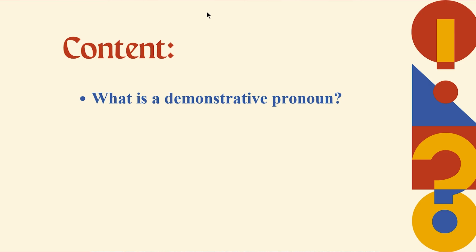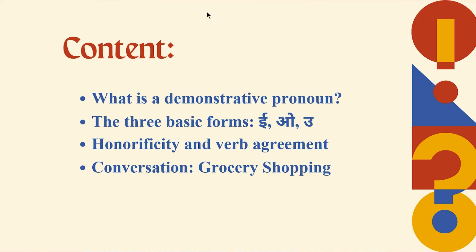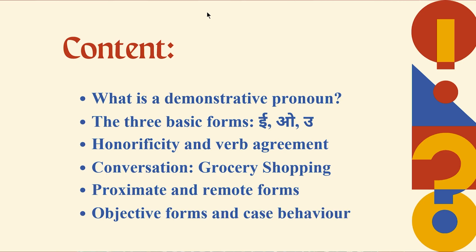So we'll begin our discussion with what is a demonstrative pronoun. So we'll give the basic definition. Then we'll give the three basic forms of demonstrative pronoun, namely E, O, U in Mathly. Then we'll see how these forms change according to honorificity and verb agreement. We move on and look at a particular conversation which involves grocery shopping, look at some practical uses. Then we go on to look at the proximate and remote forms. And finally, we'll look at the objective forms and how these pronouns change according to case.